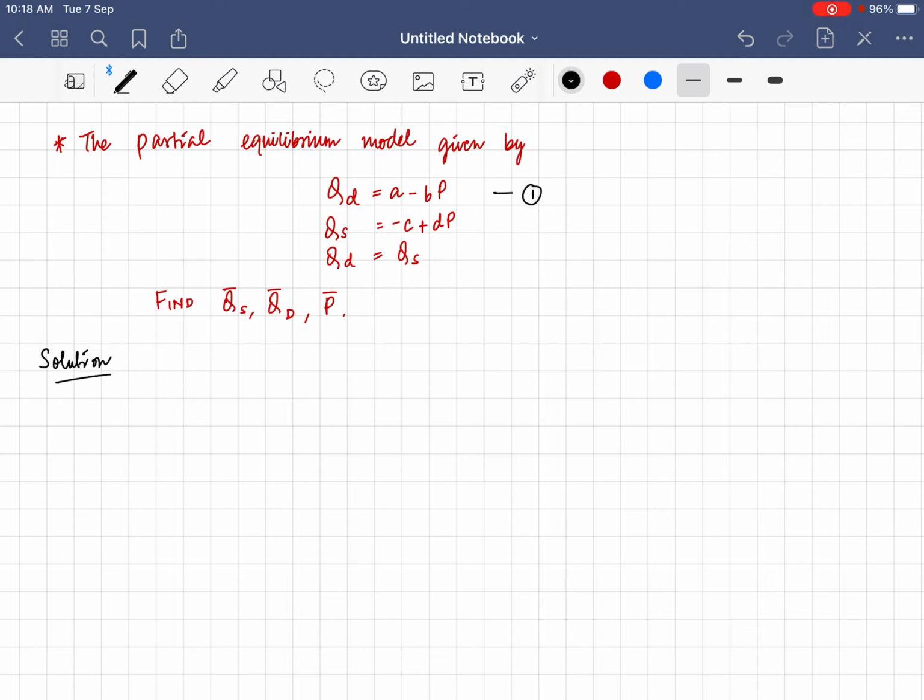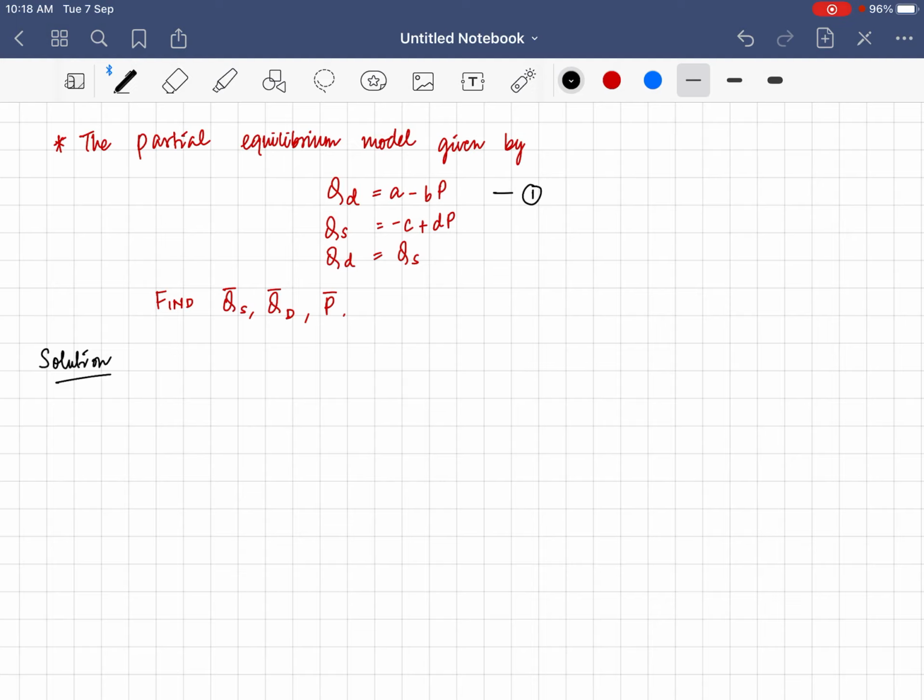So from the first equation you can see that the quantity demanded is related to the price. If the price changes, then the demand will also change. The basic price law is that whenever price increases, the demand decreases. That is the basic law.